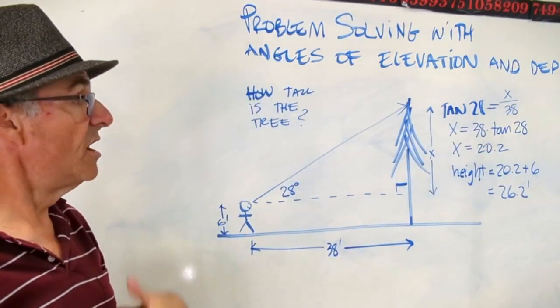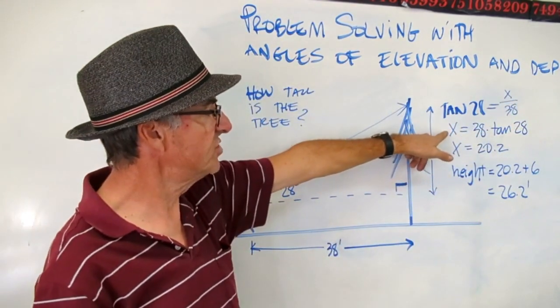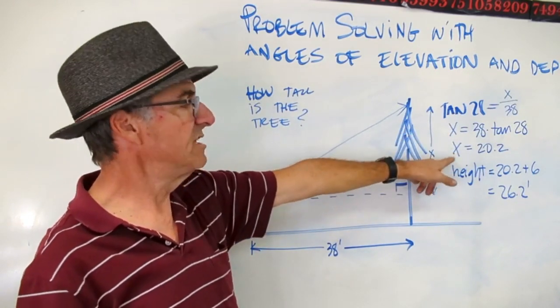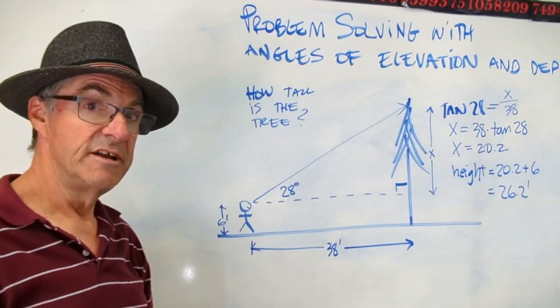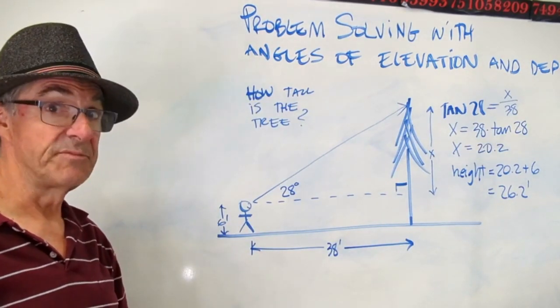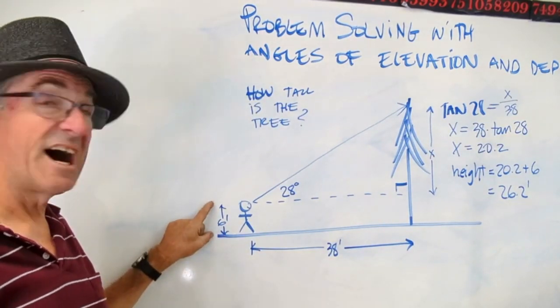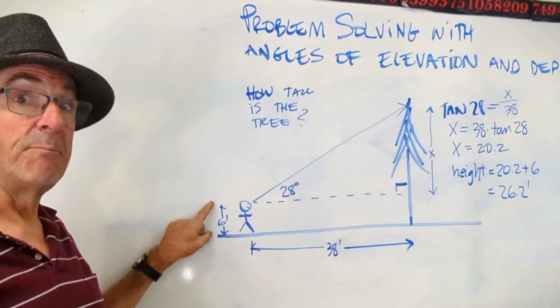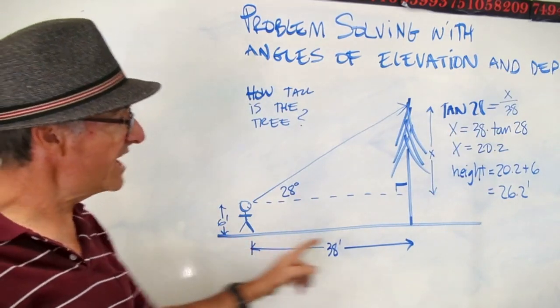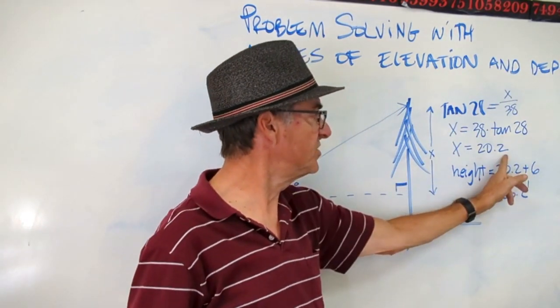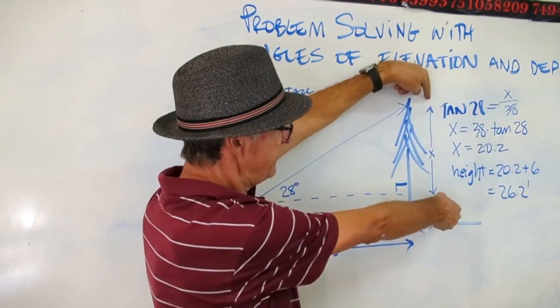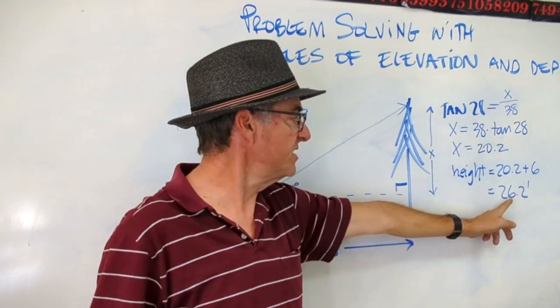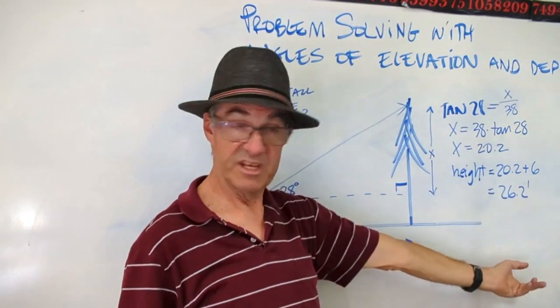That's my ratio. I rearranged it like this to show what x equals. I did my calculation in my calculator, and I got 20.2. Now, if you stop there, you miss something. The person's eye level is 6 feet above the ground. So you've got to add that 6 feet into the height, because we just found this distance. We didn't add this in. So our total height is 26.2, 3 sig figs.